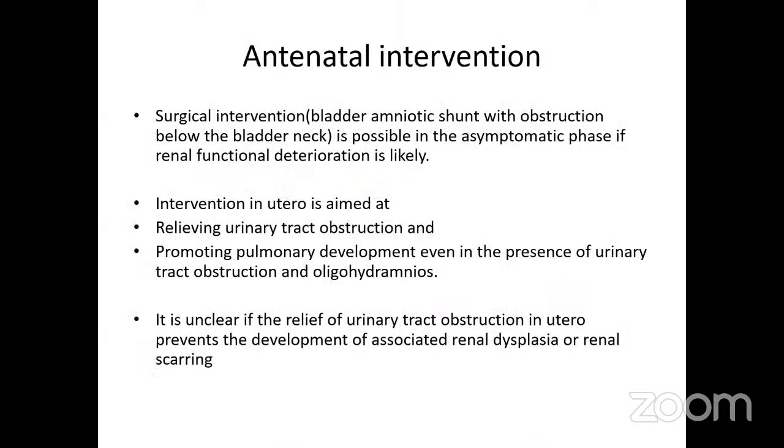So is there an antenatal role for intervention? Surgical interventions like a vesicoamniotic shunt, with obstruction below the bladder neck, are possible in the asymptomatic phase if renal function deterioration is likely. Intervention in utero is aimed at relieving urinary tract obstruction and promoting pulmonary development, even in the presence of urinary tract obstruction and oligohydramnios. It is unclear if relief of urinary tract obstruction in utero prevents the development of associated renal dysplasia or renal scarring.